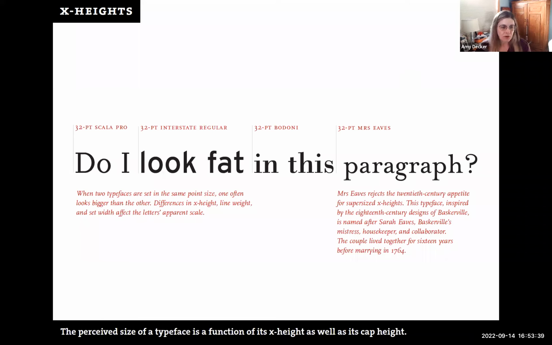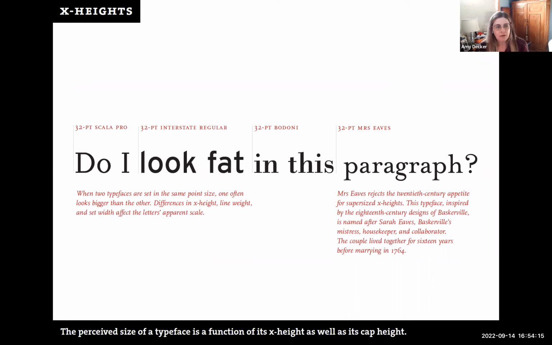So here's an example about looking at the perceived size of a typeface. These are all 32-point typefaces, each one of these. We have Scala Pro, Interstate, Bodoni, and Mrs. Eves. When two typefaces are set in the same point size, one often looks bigger than the other. And the reason is that the differences in X height, line weight, and width affect the letter's apparent scale.